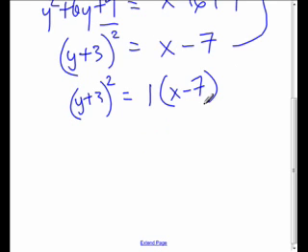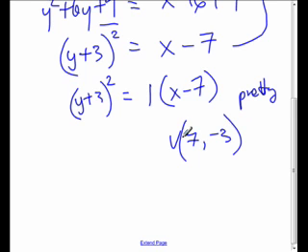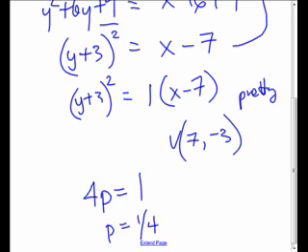Anyway, once I have it here in this pretty form, I can determine my vertex. My vertex, the x-coordinate comes from x, change the sign. Y-coordinate comes from here, change the sign. So the vertex of my parabola would be at 7 and minus 3. And then the p-value, or the distance from focus to vertex or vertex to directrix, I can get from right here. It's supposed to be 4p out front of that bracket, but it's only a 1. So 4p is equal to 1, therefore p is equal to a quarter.